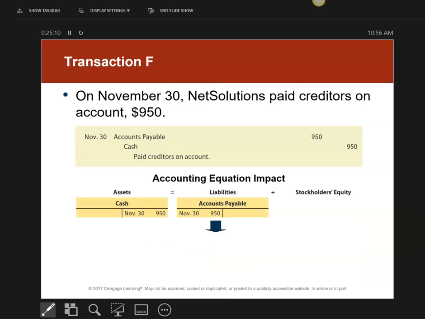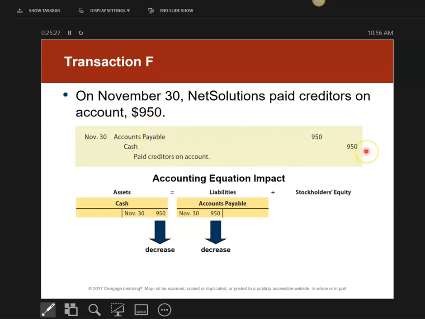Okay, next we're going to look at transaction F. I paid creditors on account $9.50. Right away, identify, did you spend money or get it? I spent money. Look at your rules. If you spend money, you credit the cash.